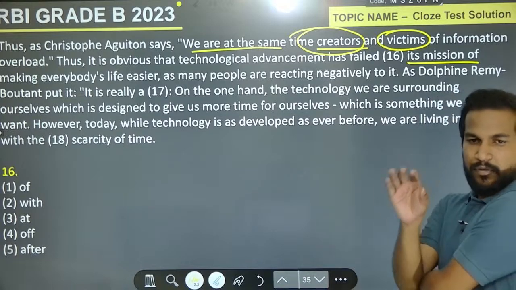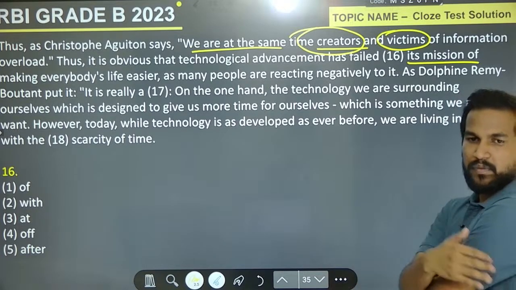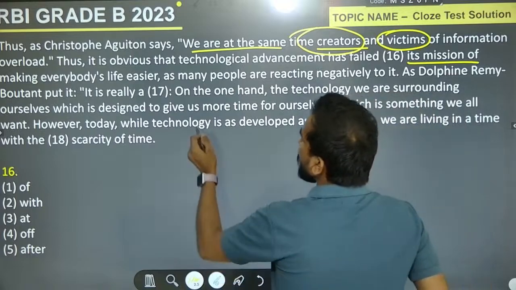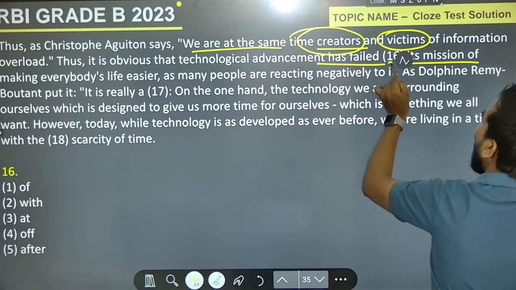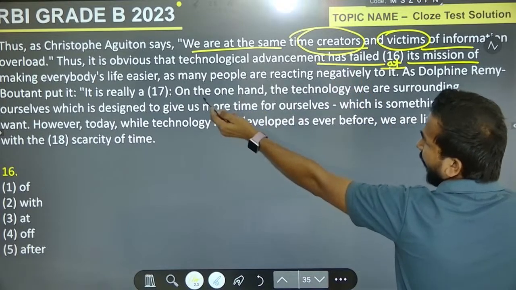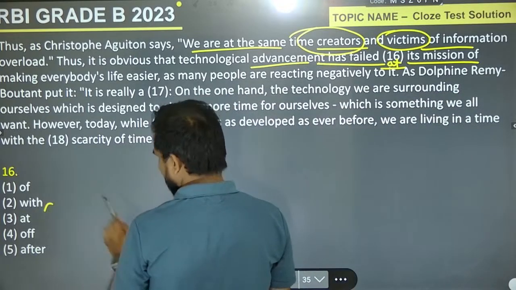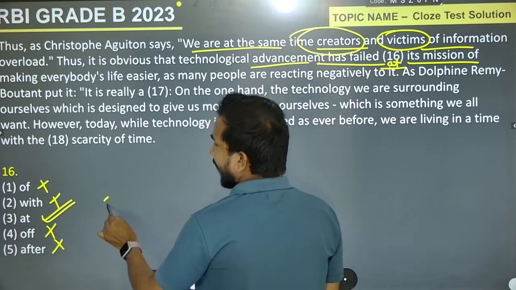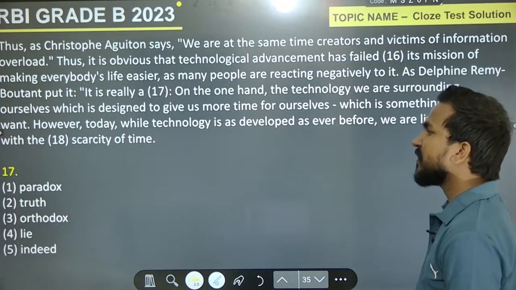If you have failed at something, then definitely there will be a prepositional use. What must be the right answer? Yes, it is obvious that technological advancement has failed at its mission. It has a mission and it has failed. The technological advancement has failed at its mission. So what must be the right preposition? There will be at. That will be the right part, that will be third. Now we have the next question, the 17th.